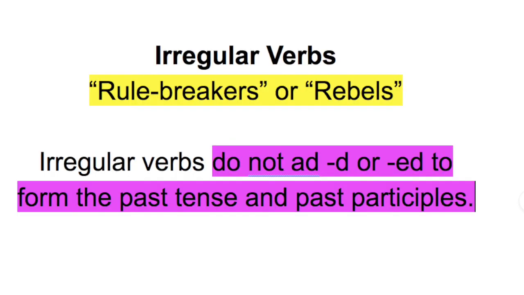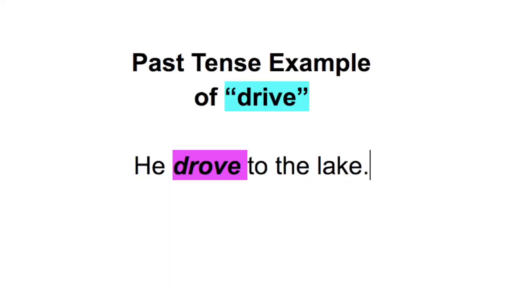All right, guys, irregular verbs, or as I like to call them, rule breaker verbs or rebel verbs, because they don't follow the rules. Irregular verbs do not add D or ED to form the past tense and past participles. We're going to look at the example in your rule box on activity page 42.